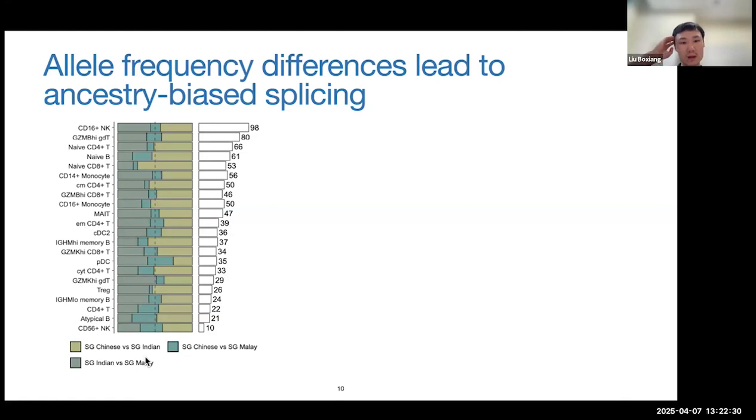So I just want to emphasize one thing here, right? The SG10K consortium is all healthy individuals. So here we're comparing healthy individuals against healthy individuals. So the question now here is, why would there be any differential splicing between two healthy individuals, right?